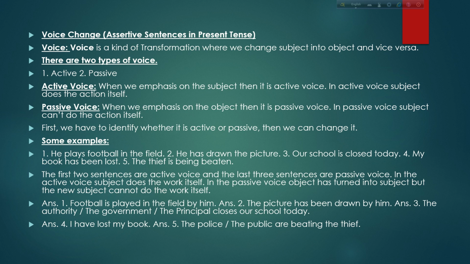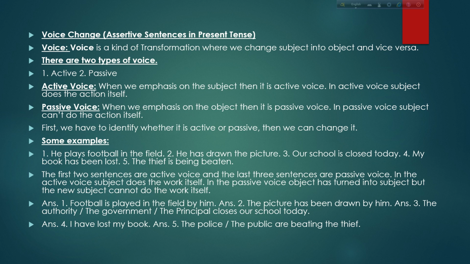In the active voice, the subject does the work itself. And in the passive voice, the object has turned into the subject, but the new subject cannot do the work itself. That is, here he plays football, he is doing the work. He has drawn the picture, he is doing the work. But our school is closed. Here it is the subject, but this subject cannot do the work because it is actually the object. My book has been lost. Here my book cannot do anything. The thief is being beaten. The thief is not doing anything here.